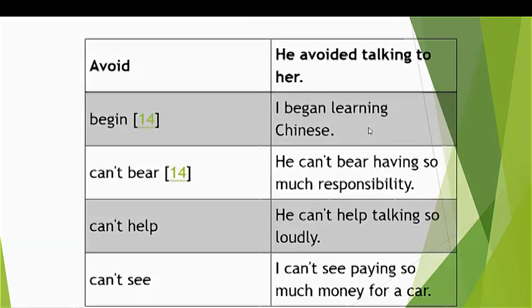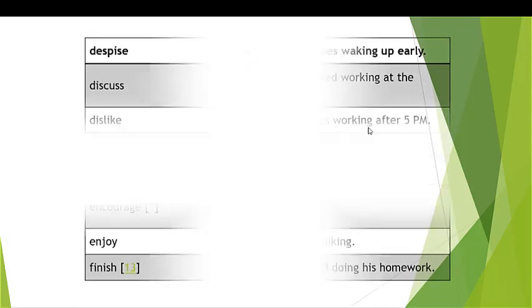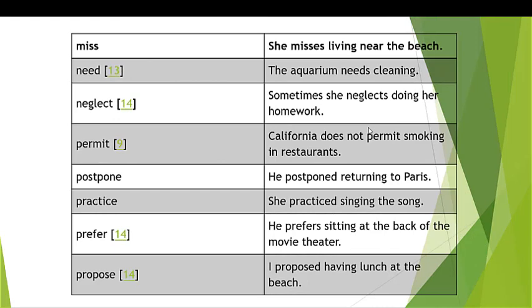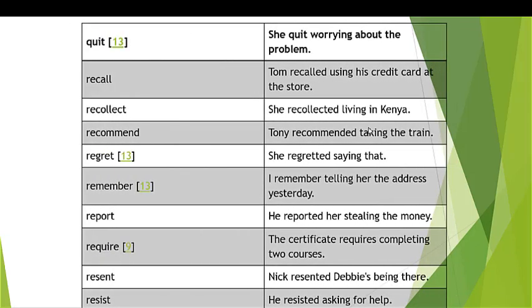And what about the difference? How can we know about the difference? You have to have a dictionary. Believe me. He prefers sitting at the back of the movie theater. Propose. I proposed having lunch at the beach. She quit worrying about the problem.